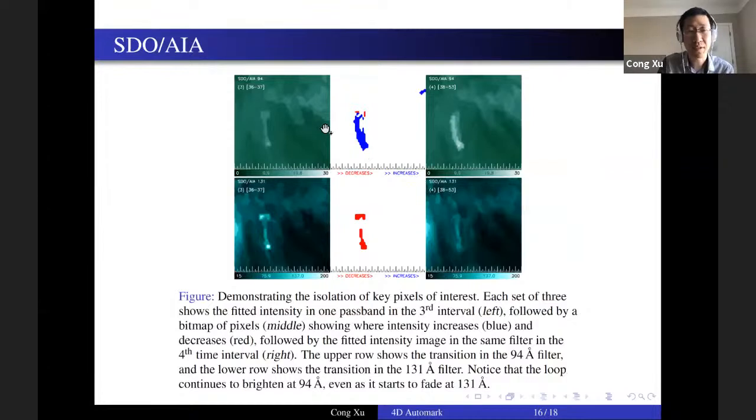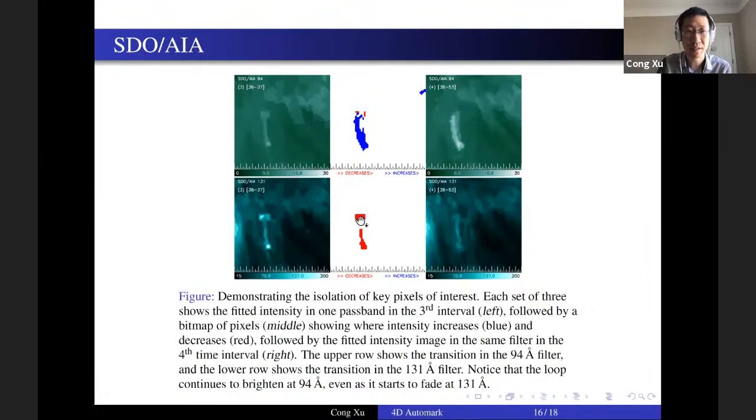So this one is the last result. We have the fitted images before and after a change point. And this algorithm successfully detects the region such that there is a significant change in terms of the intensity. We can see that before the change point, the intensity is pretty low, and after that it increased a lot. So we detect this region of increased intensity.